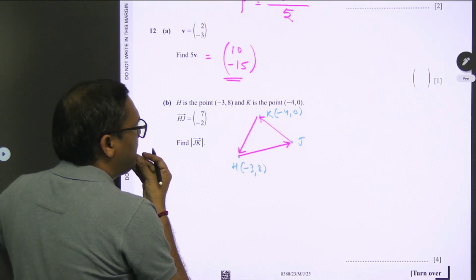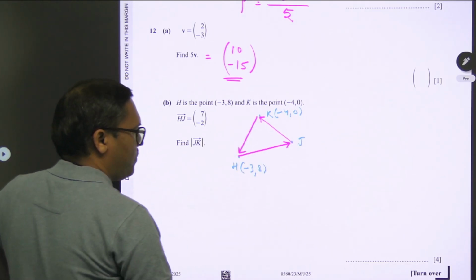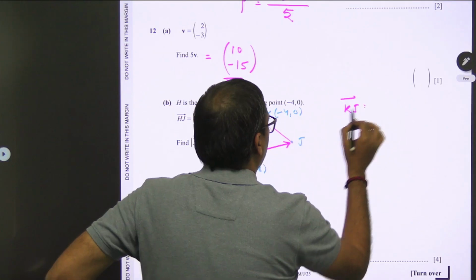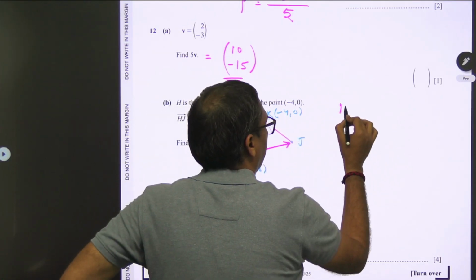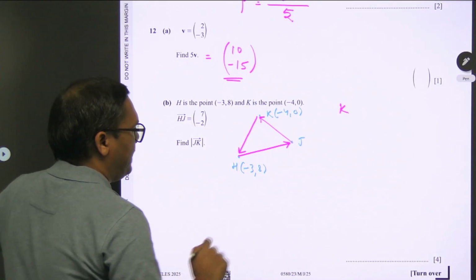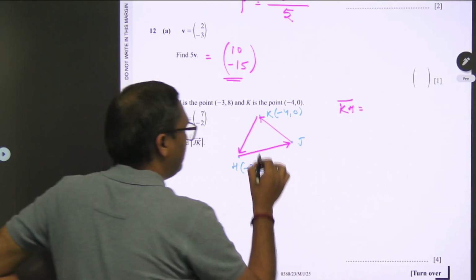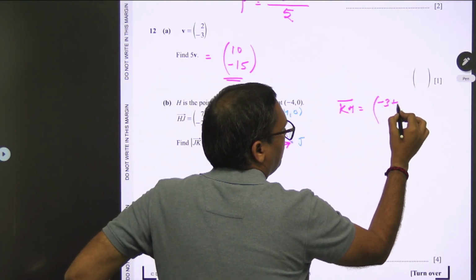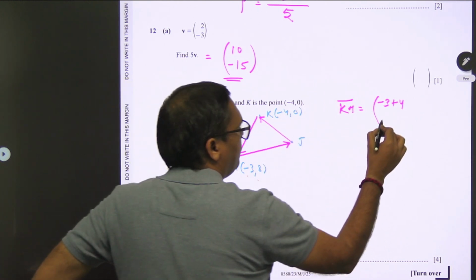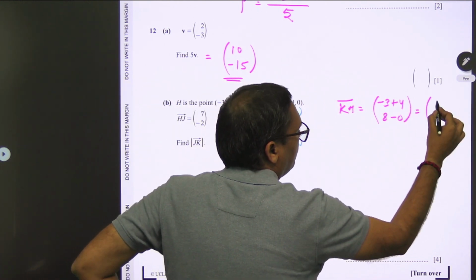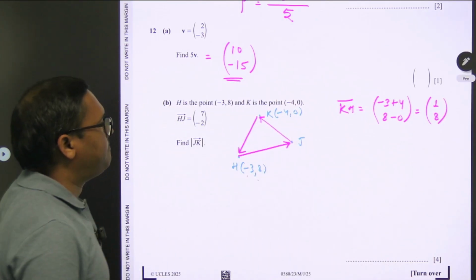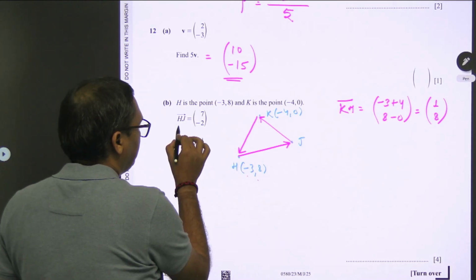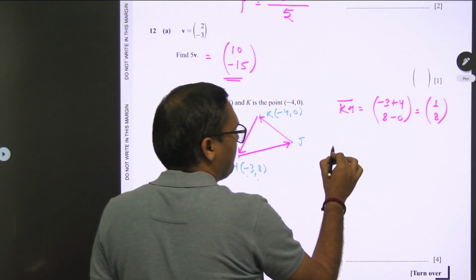So you have to write JK vector. Now first thing is, what is HJ vector? We know, correct? We have to just find what is KH vector. So you can see K to H, you can subtract, this is negative 3, negative 4, which will become plus 1, and 8 minus 0, which is equal to 1, 8. That is KH vector. You can see K to H vector. Yes, this is correct. We know HJ vector.